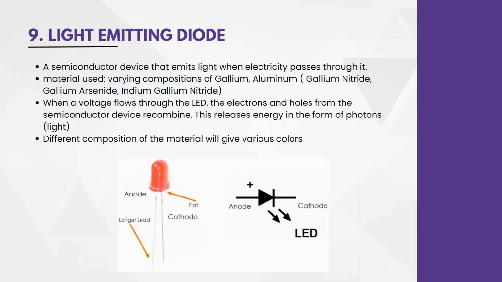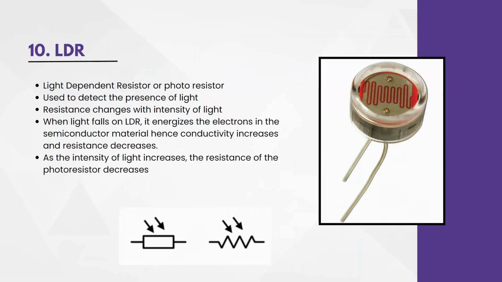For now, let us move on to the LDR or light dependent resistor. This is widely used to detect the presence of light. What it does is, its resistance will increase or decrease depending on the intensity of light, which means this component will take in the presence of light, or it absorbs light energy.